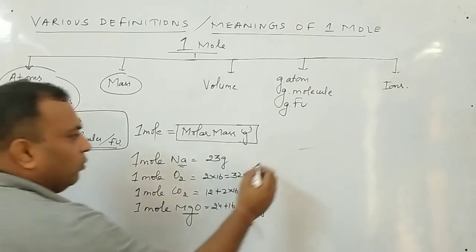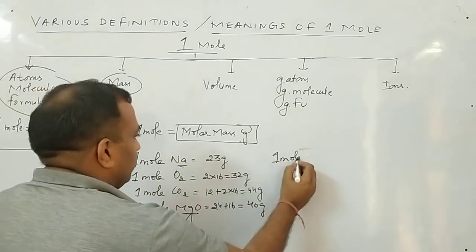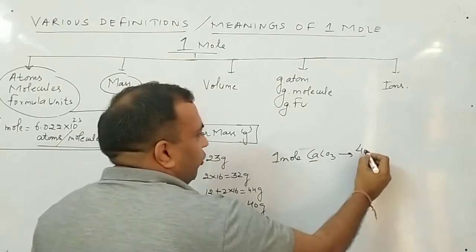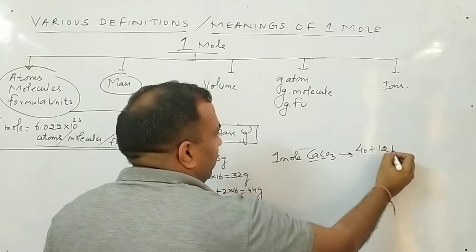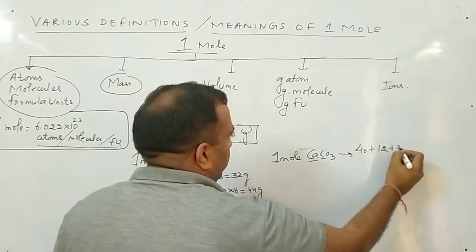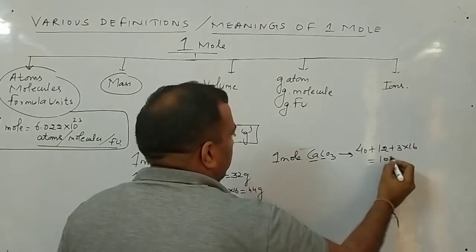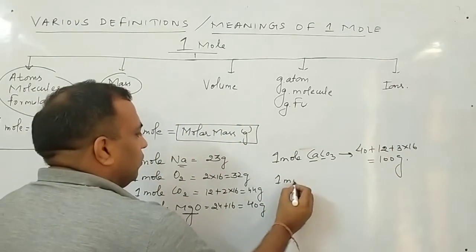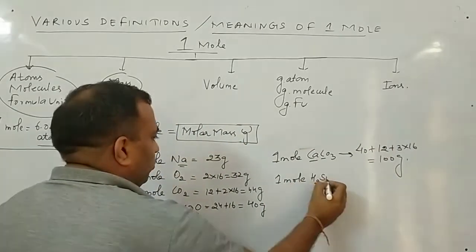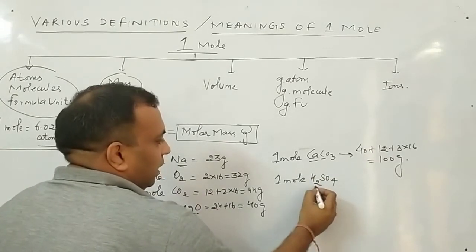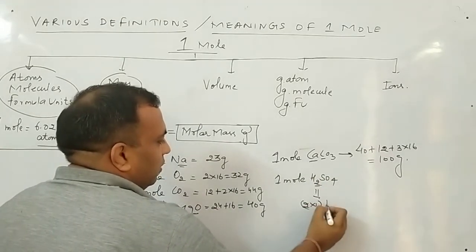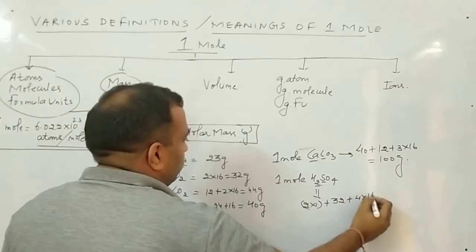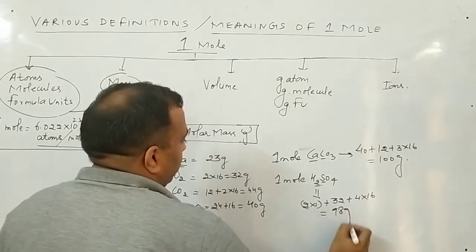If I give you 1 mole CaCO3, then again you will write calcium 40, carbon 12, oxygen 3 into 16 comes out to be 100 gram. Similarly, anyone, I'll give you 1 mole H2SO4. What is its molar mass? Hydrogen 2 into 1 plus sulfur 32 plus oxygen 4 into 16. This comes out to be 98 gram.